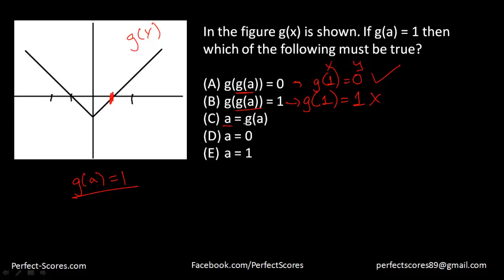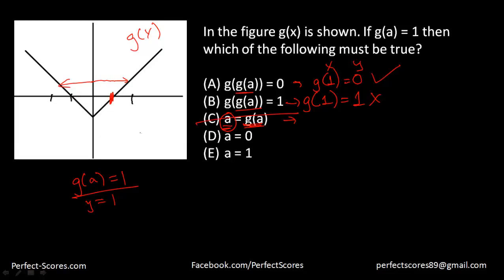Now this says that a is equal to g of a, right? So it says that the value of a is equal to g of a. G of a is 1. That means the value of g of a is 1, which means the value of y is equal to 1. When is the value of y equal to 1? There are actually two values. There cannot be one value for a satisfying this, right? That means this is eliminated.